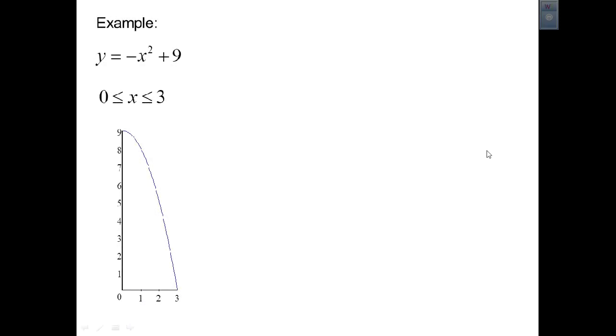Alright, so for example, let's go ahead and find the length of this curve right here from 0 to 3. The function is negative x squared plus 9. So dy dx is negative 2x.